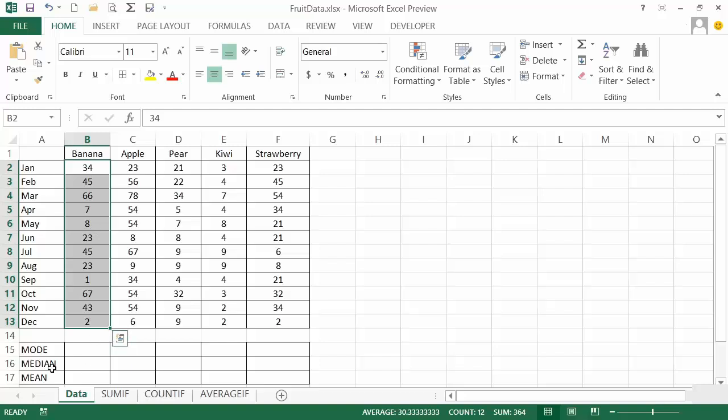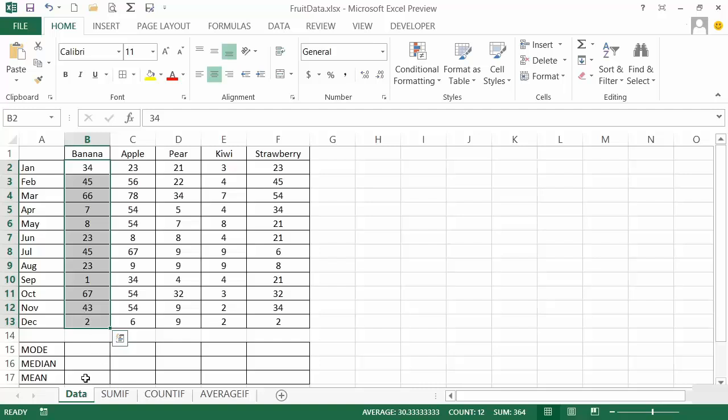The median is the middlemost value within a range. So you would take away the highest and the lowest values until you are left with the middle value. That's the median. The mean, which is the most commonly known one that we work on as an average, is effectively the total of all the values divided by however many there are. So in our case here, there are 12 values. It will total all of those up and divide by 12.